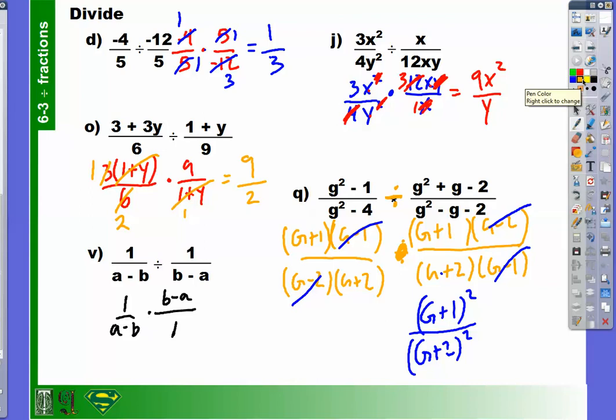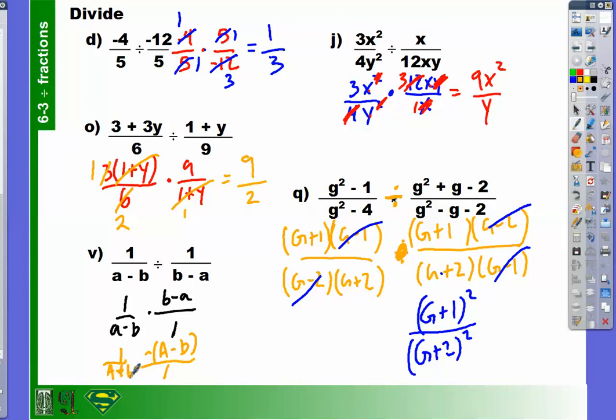What can I do to make that happen? What can I factor out of b minus a that would get it to a minus b? Peyton? Factor out -1. Let's factor out -1. So when I factor out -1, I will get negative a minus b over 1 times 1 over a minus b.